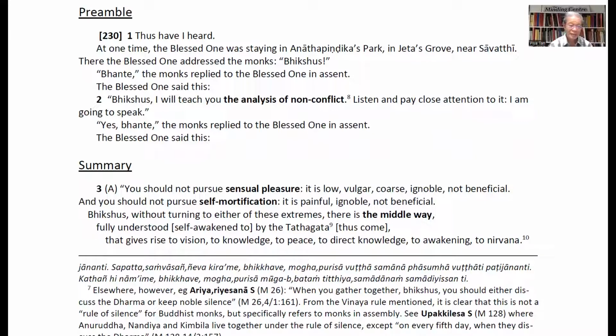So the Buddha said, don't get carried away by sensual pleasure. In other words, don't get controlled by your body. It is something low. That means animal-like, vulgar, not refined, coarse, ignoble. It doesn't bring you to the noble path, and not beneficial. It causes lots of pain.